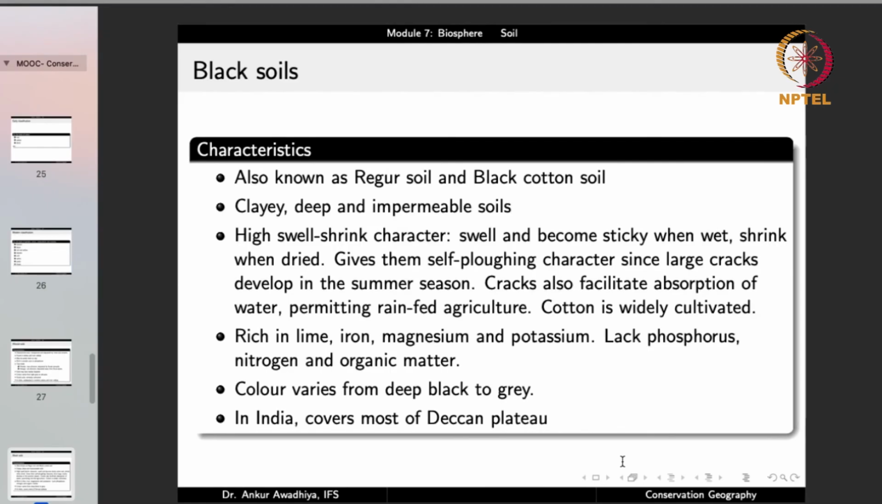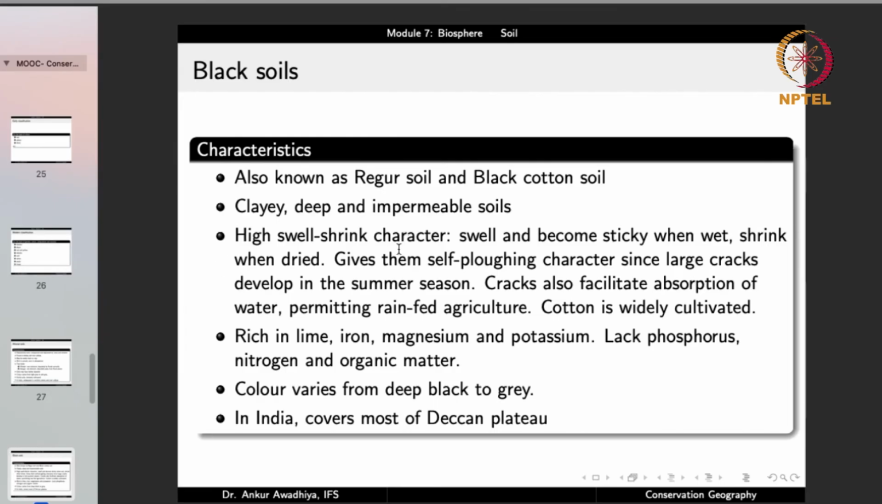Another soil is black soil, also known as regar soil or black cotton soil, because it is used for cotton cultivation. These are clay soils, too much of clay. So when you say clay, now you can think about the various characteristics that clay would be giving to these soils. They are deep soils. They are impermeable soils because clay does not allow water to pass that easily.